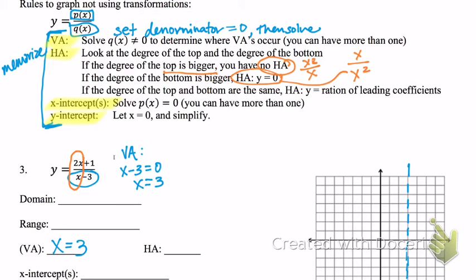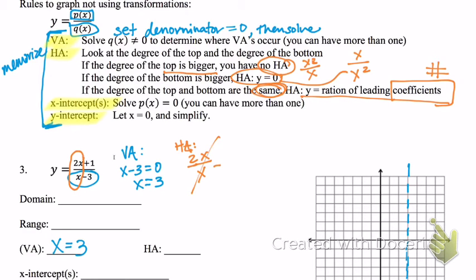And then if the degree of the top and the bottom are the same, like we see in number 3, then your horizontal asymptote is just the ratio of the leading coefficients. So it's basically just the number that is left over when the x's cancel. So for number 3, my horizontal asymptote, I have 2x over x.